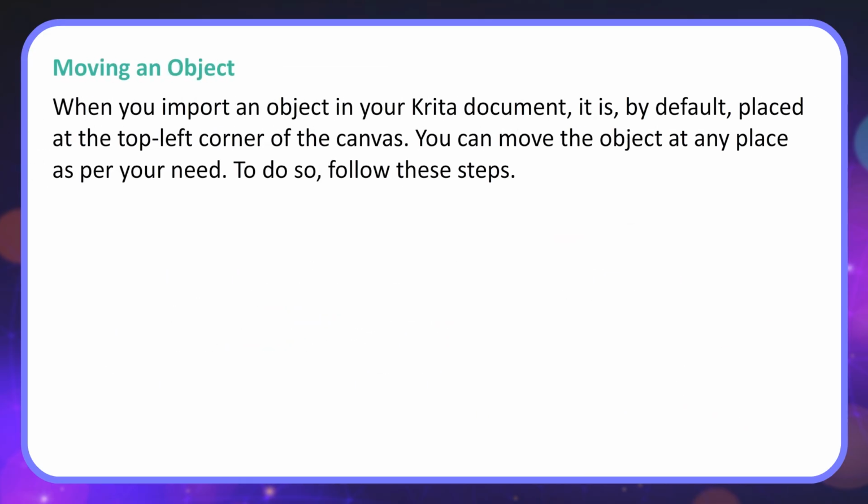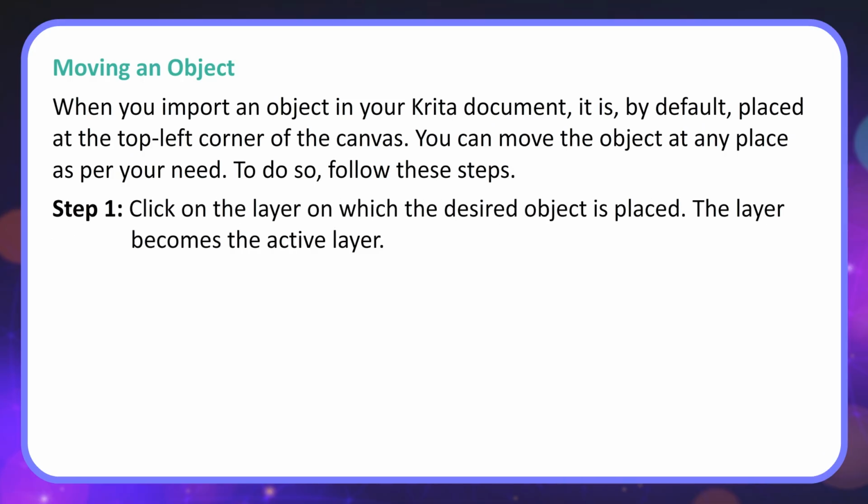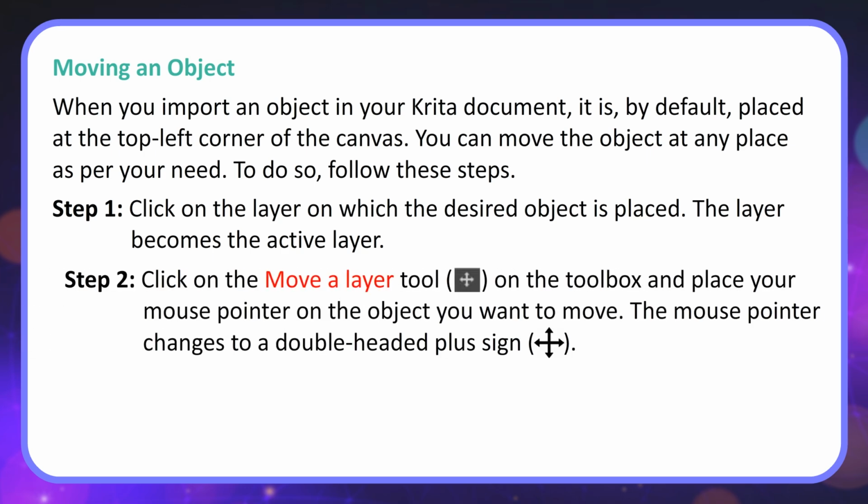Moving an object. When you import an object in your Krita document, it is, by default, placed at the top left corner of the canvas. You can move the object to any place as per your need. To do so, follow these steps. Step 1. Click on the layer on which the desired object is placed. The layer becomes the active layer.